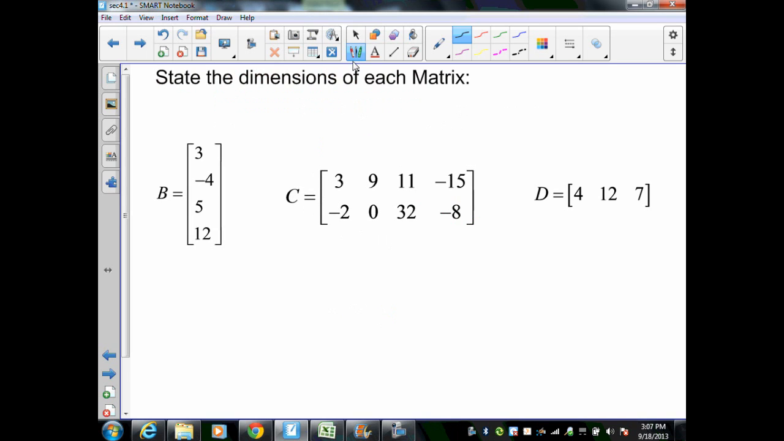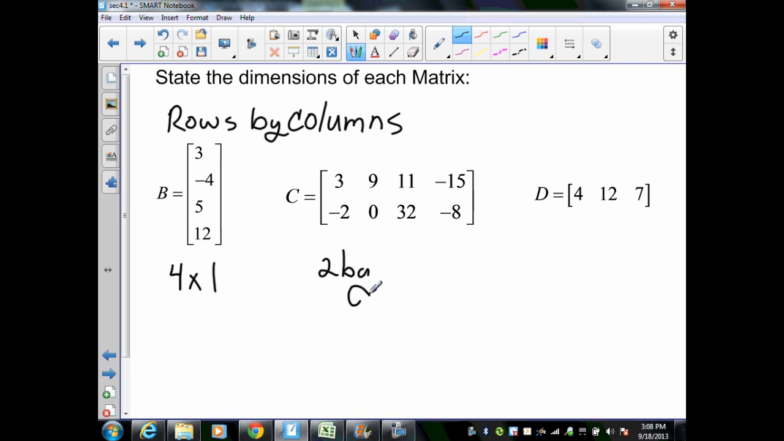On this slide, we want to state the dimensions of each matrix. And remember, the dimensions are identified by the number of rows by the number of columns. In matrix B, we have 1, 2, 3, 4 rows and 1 column. Matrix B is a 4 by 1. Matrix C has 2 rows by 1, 2, 3, 4 columns. Matrix C is a 2 by 4.